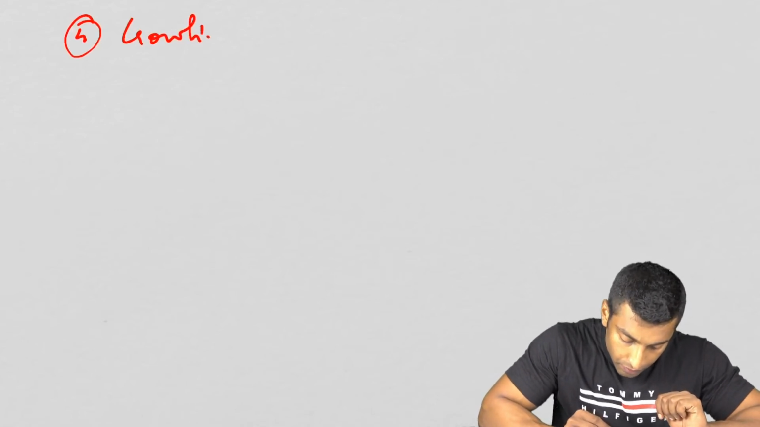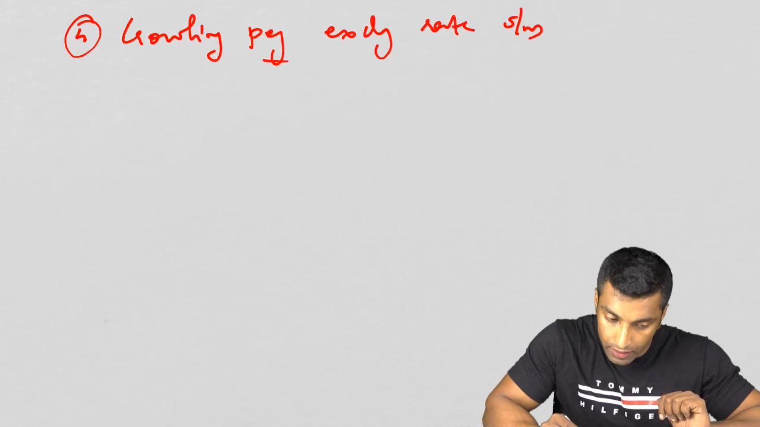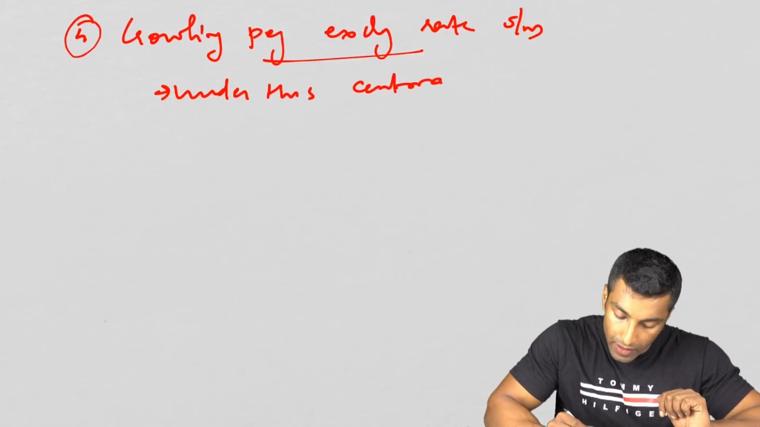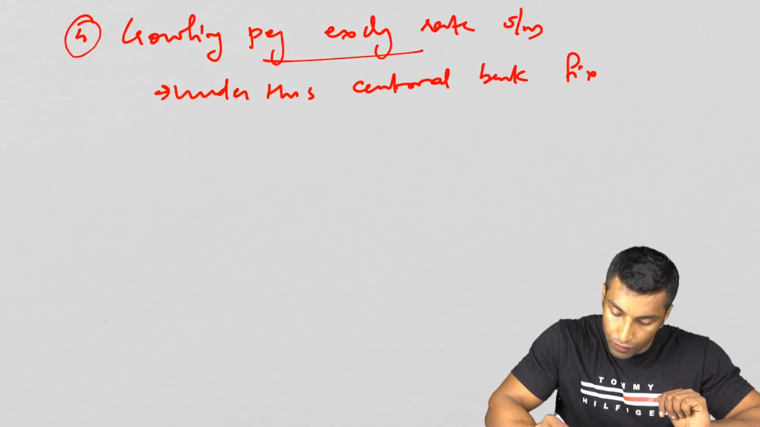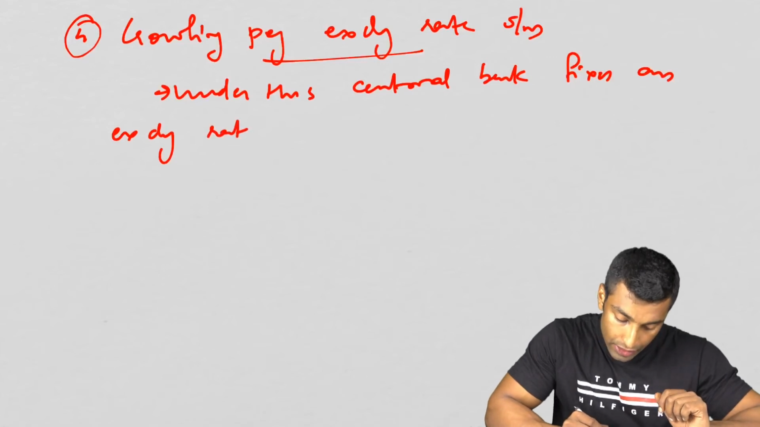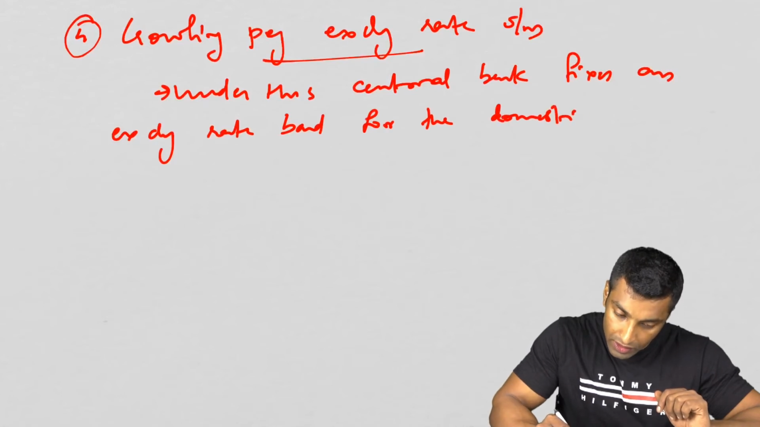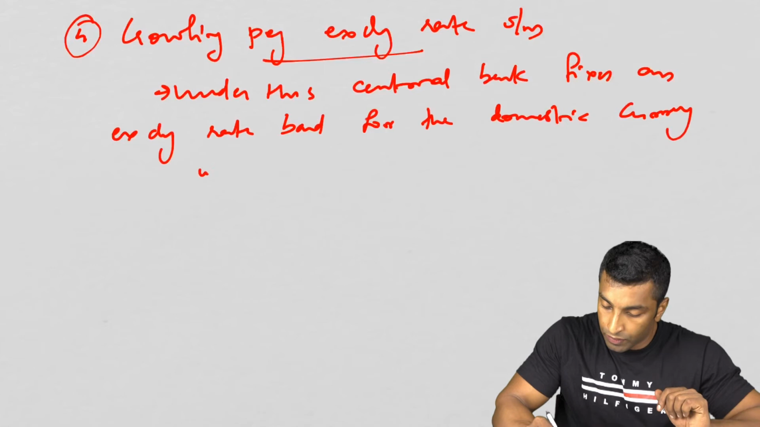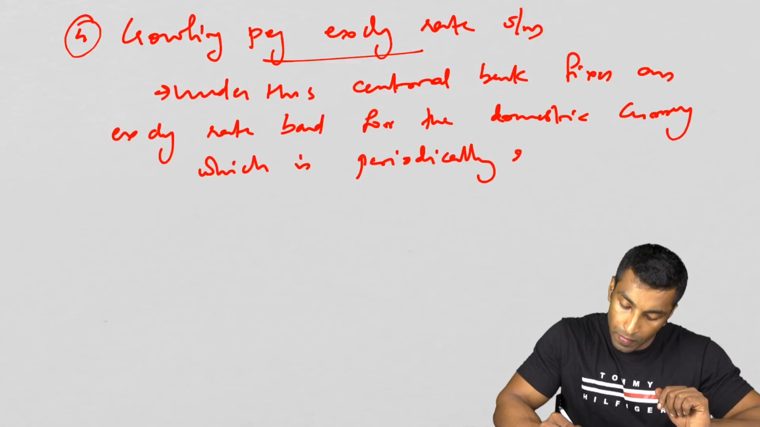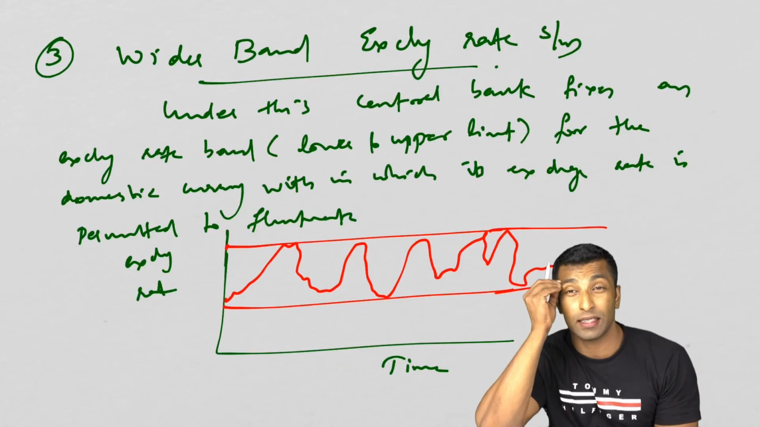So the fourth one, crawling peg exchange rate system. Under this, the central bank fixes an exchange rate band for the domestic currency, which is periodically revised. See, it is similar to the previous one that we have discussed, the wider band exchange rate system.